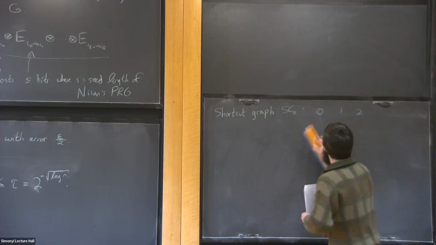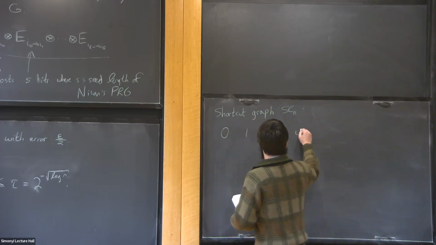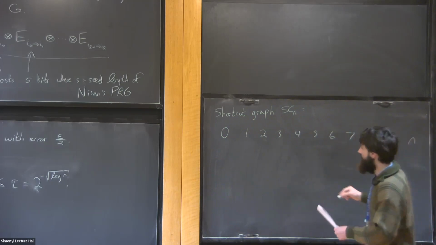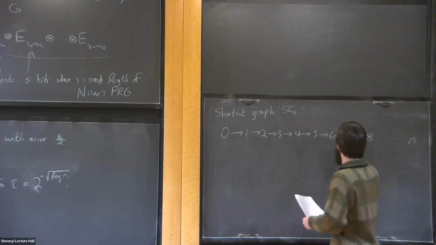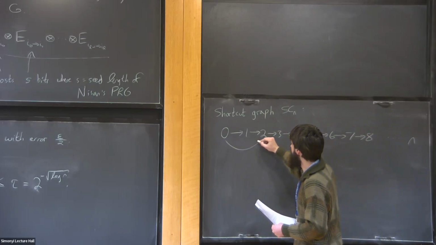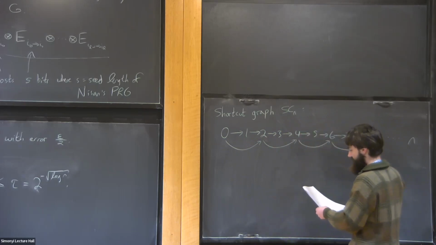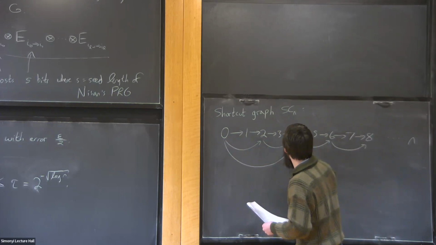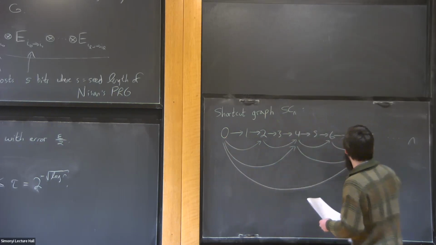Okay. Actually, I want to draw more than that. And the definition is that we include arrows from each number to the next. And then we also include these shortcut arrows of length 2 going from each even number to the next even number. And we also include more shortcut arrows of length 4 going from each multiple of 4 to the next multiple of 4. Okay, and etc. for each power of 2.